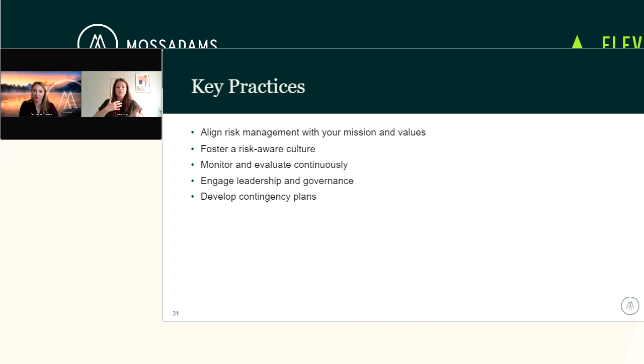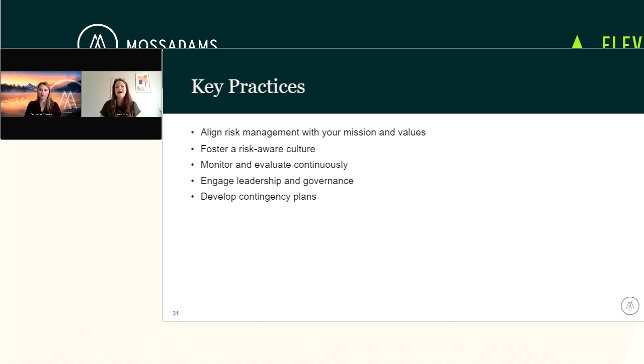You want to engage leadership and governance, and you of course want to have commitment from leadership to prioritize risk management and make sure that the board is overseeing risk management. And as Tammy mentioned, that they're making sure management is accountable for identifying, assessing, and most importantly, mitigating those identified risks. And then developing contingency plans.